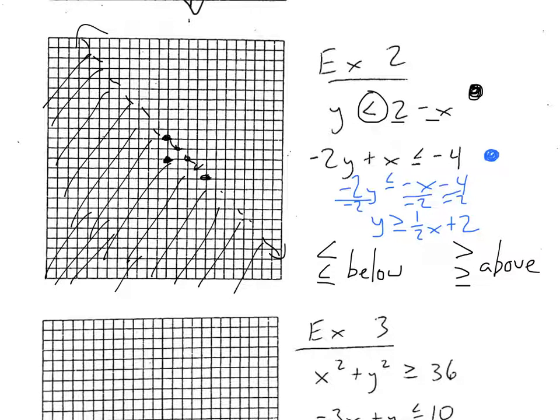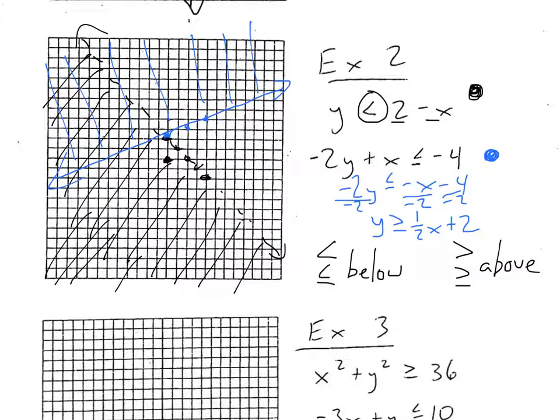So my y-intercept's 2, same y-intercept, and my slope's 1/2. So up 1 over 2, up 1 over 2. It's equal to, that means it's going to be a solid line, and it's all the points above, because it's greater than. It says y is greater than, so everything up here in blue. Everything above the line. I pretend like the first line is not even there when I do the second one.